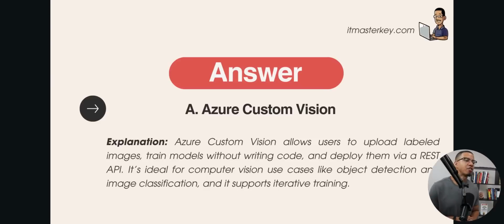Azure Custom Vision. Azure Custom Vision allows users to upload and label images, train models without writing code, and deploy them via a REST API. It's ideal for computer vision use cases like object detection and image classification, and it supports iterative training.